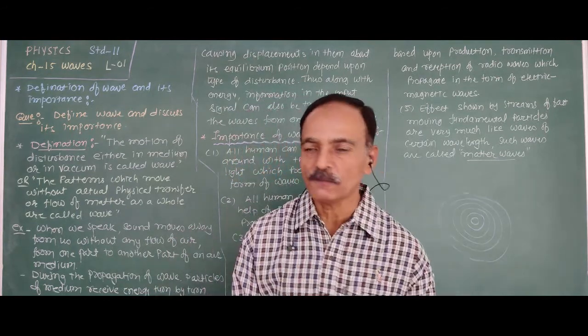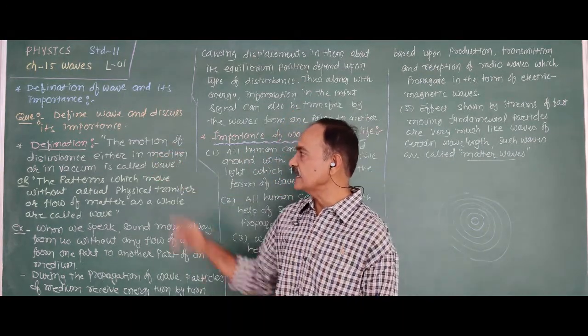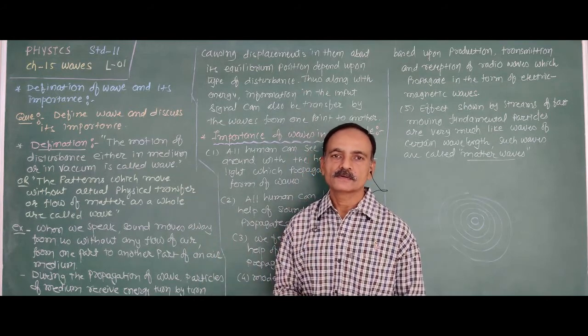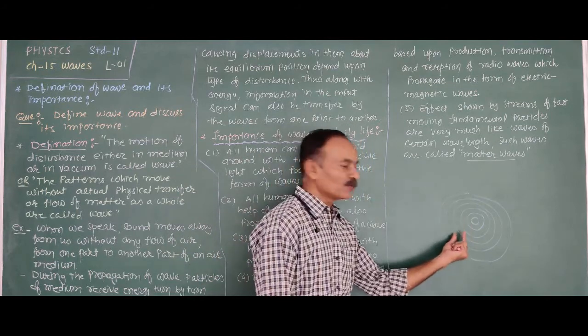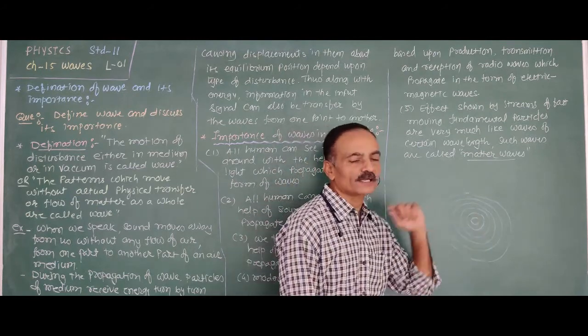Thus, the definition of a wave is that the motion of a disturbance either in a medium or in vacuum is known as a wave. Here, the effect of motion of the disturbance is propagated or transferred in the water medium.